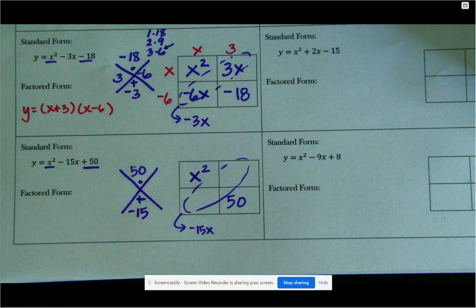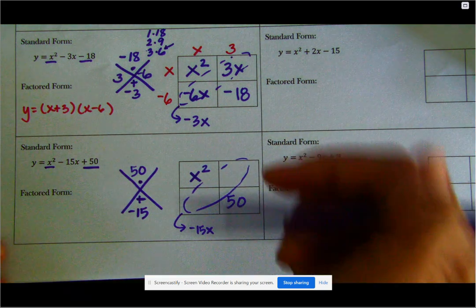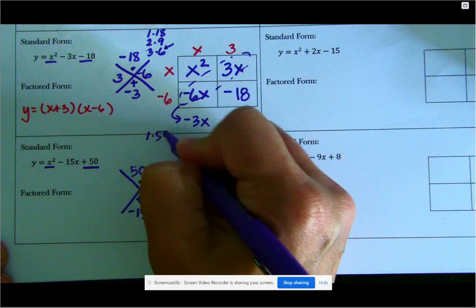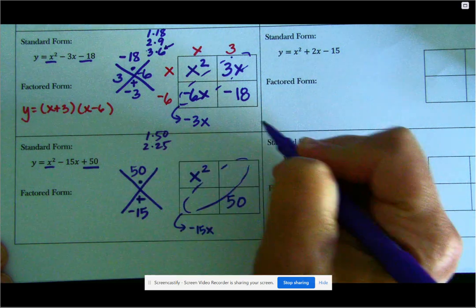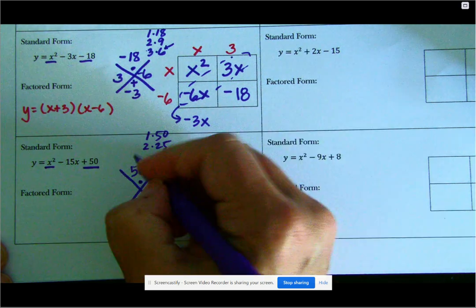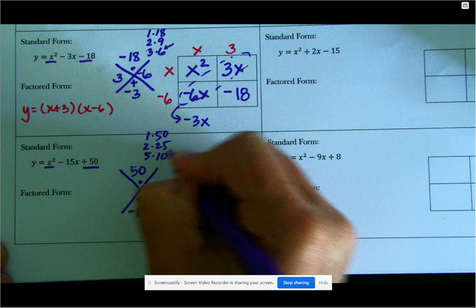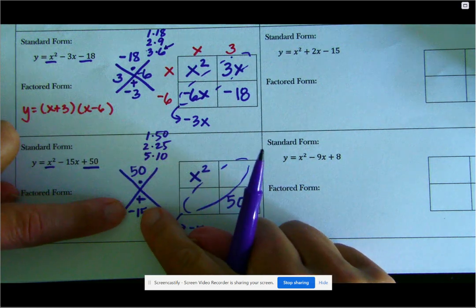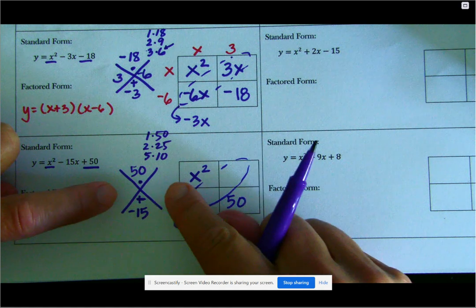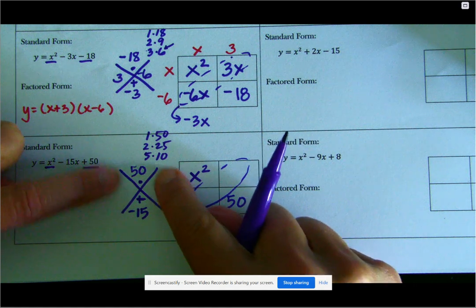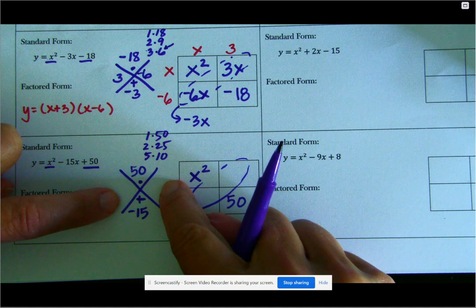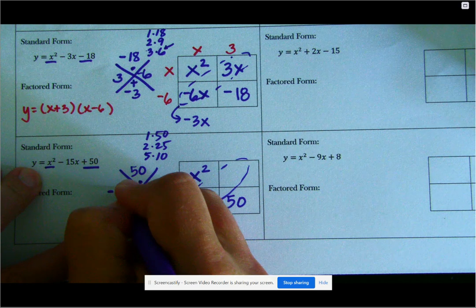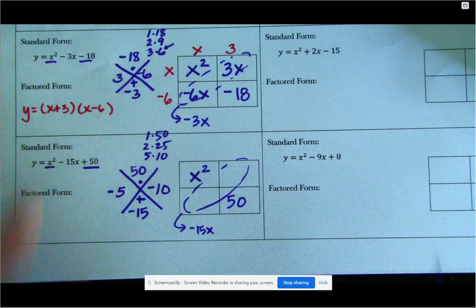So sometimes you can jump right to it. This is a little bit weird, like you don't need to go through 1 times 50, 2 times 25. You can. 3 doesn't go into 50. Okay, so I'm going to jump right to 5 times 10 because I know that combination. Now, we need it to add up to -15. Remember, two negatives can multiply to make a positive, but when you add two negatives, they just make a negative. So we have -5 and a -10.